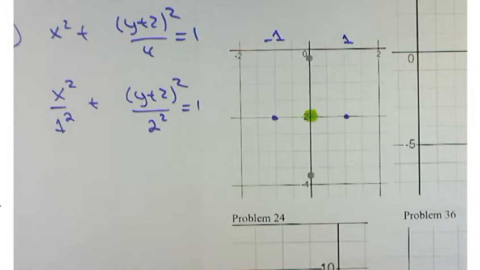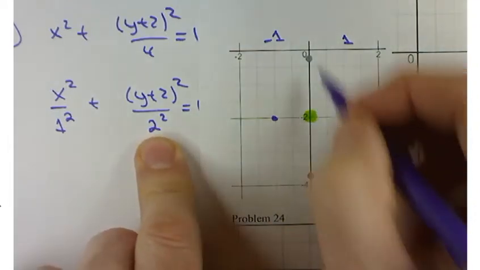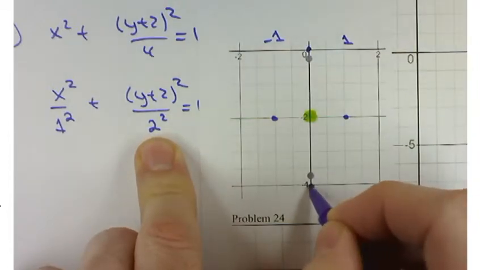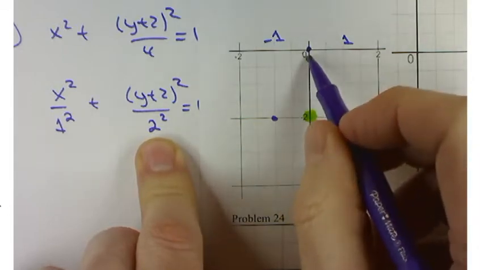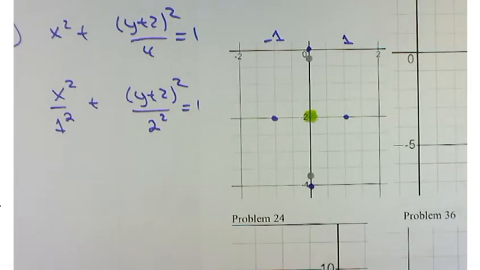How about in the y direction? How far do I have to move to find the vertices in the y direction? 2, right? So up 2 and down 2. So it's going to be here and here. Notice that these points are going to be exactly on the line, but you've got some other points that are really close to it. That's okay. We'll get to those in a minute. We'll play connect the dots.